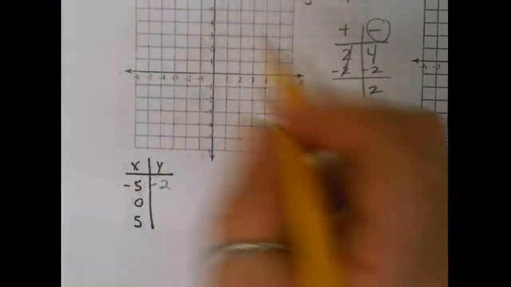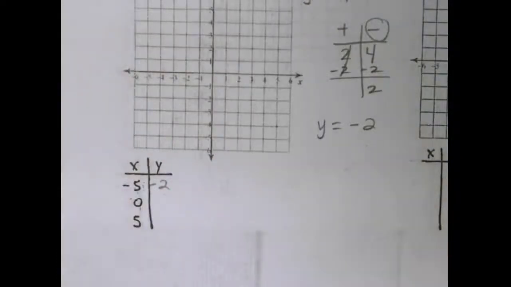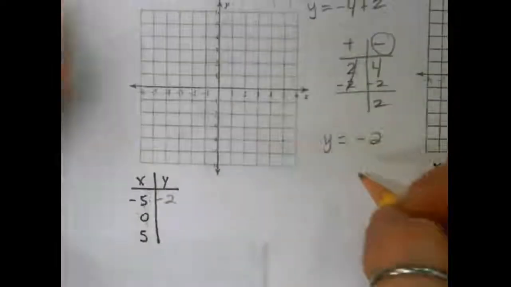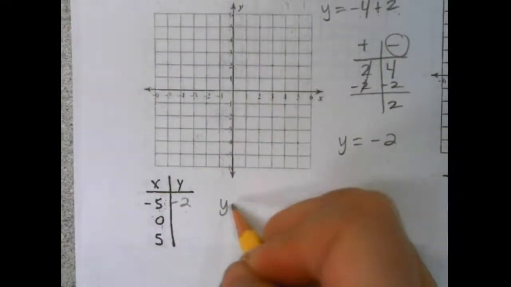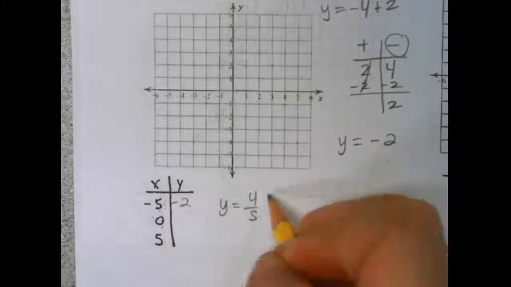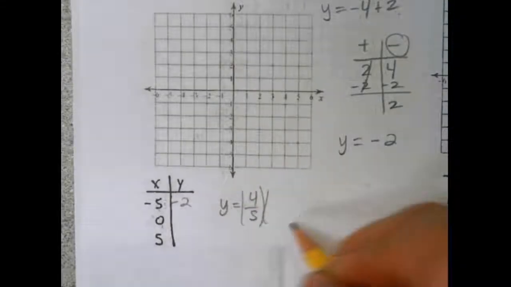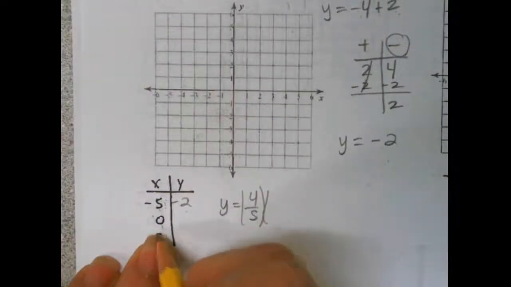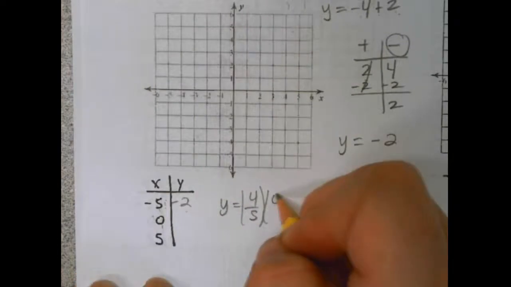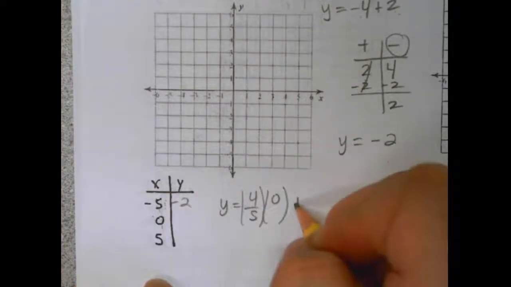Now we're going to do it again. Now this time x is going to be 0. And this one's going to be super easy. I'll show you. I'll do it right here. Okay? So y is equal to 4 over 5, right? And we're still multiplying. But what is my x value now? What's my x value? 0, right? So 0 plus 2.